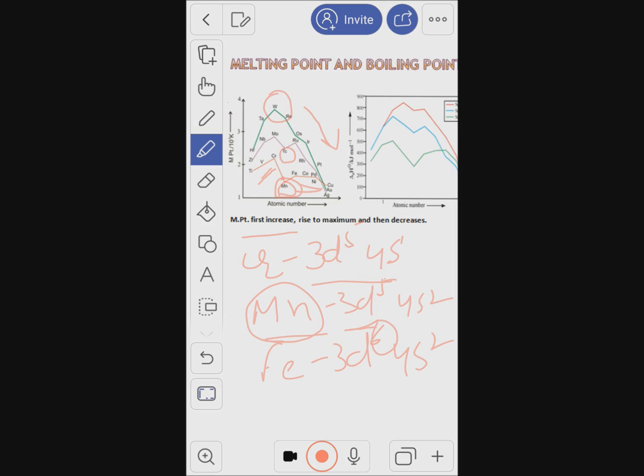Similarly for the second and the third transition series, and this depends upon the enthalpies of atomization. As the enthalpy of atomization increases, the melting point also increases. It means melting point depends upon the metallic bonding. When the bond is strong, it requires more energy to break, and the melting point of the element is higher.